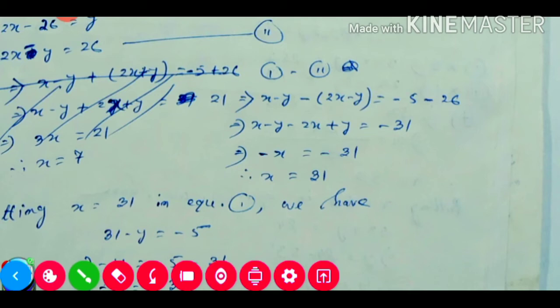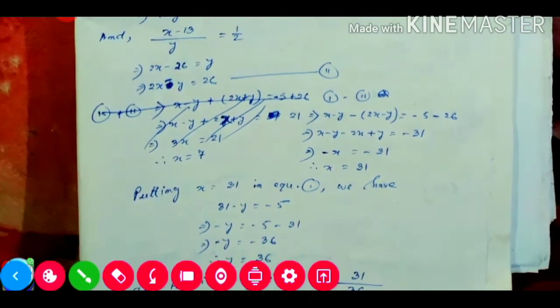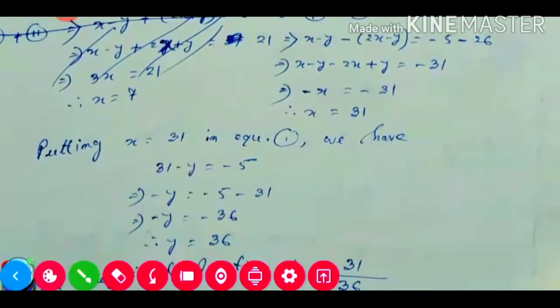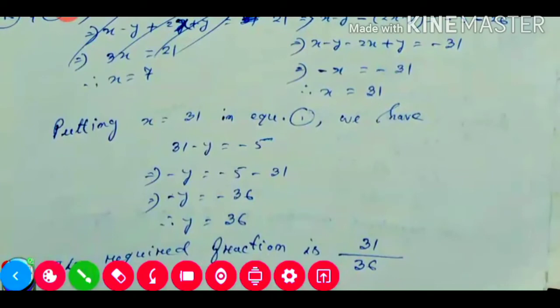Now this x value we will put in equation number 1. So equation number 1 is x minus y is equal to minus 5. So x value is equal to 31, minus y is equal to minus 5. Now 31 is a constant number, so we shift it to the right hand side, so it will be minus 31. Then here only minus y remains.